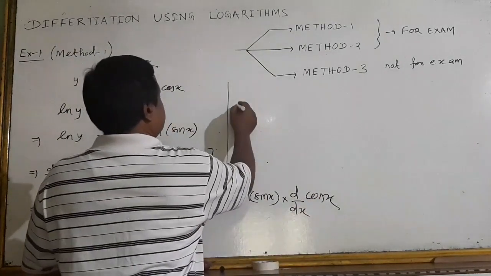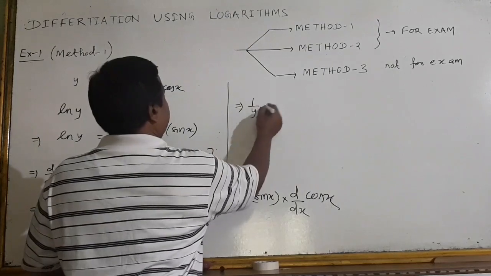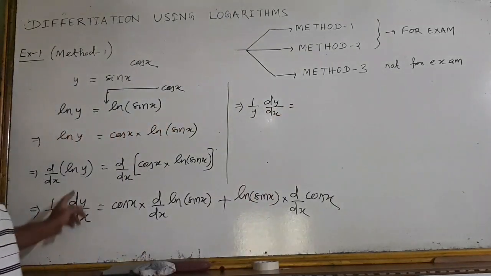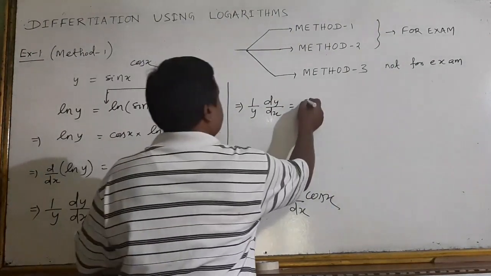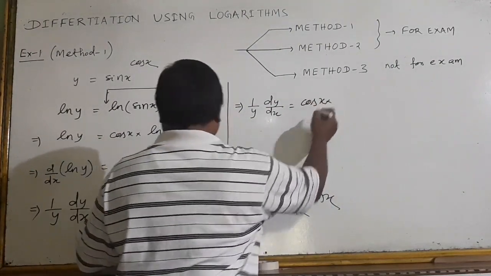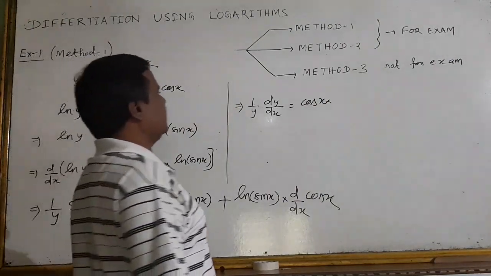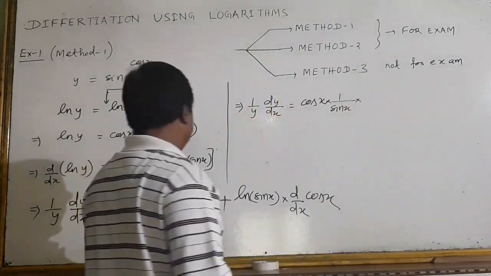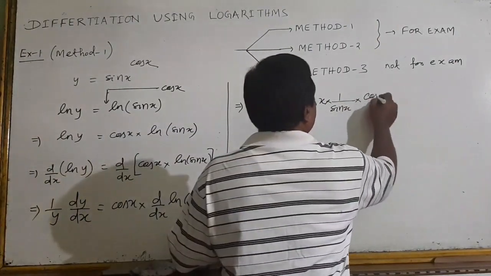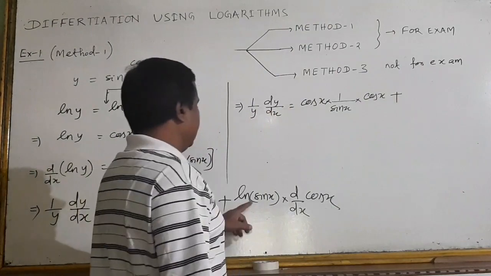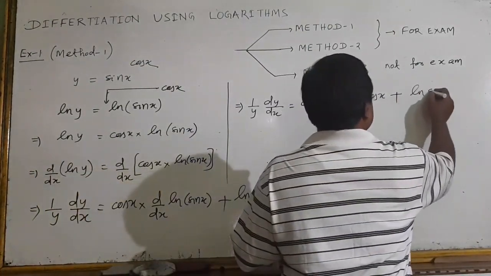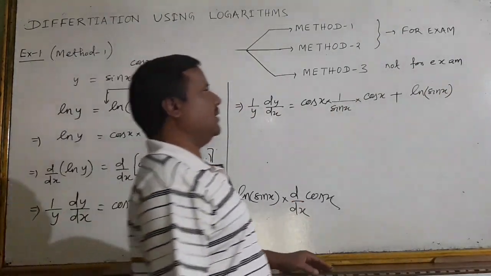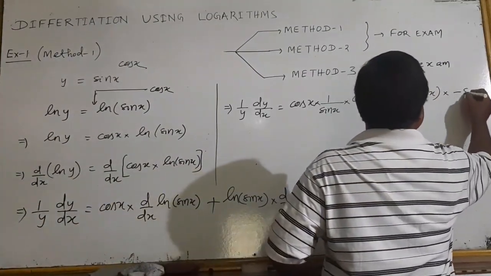Now this implies 1 by y dy by dx is equal to what? Cos x into d by dx of ln sin x. It is 1 by sin x into the derivative of sin x, which is cos x, plus ln sin x into d by dx of cos x. It becomes minus sin x.